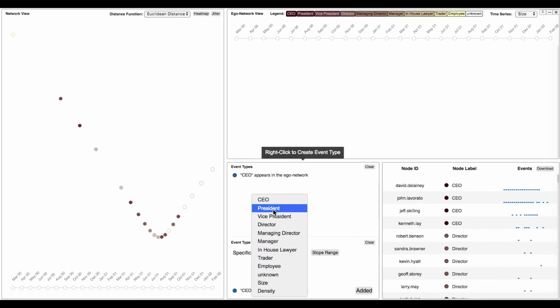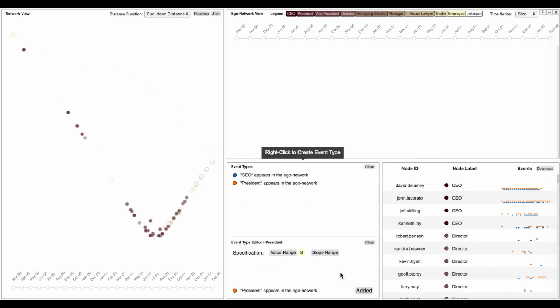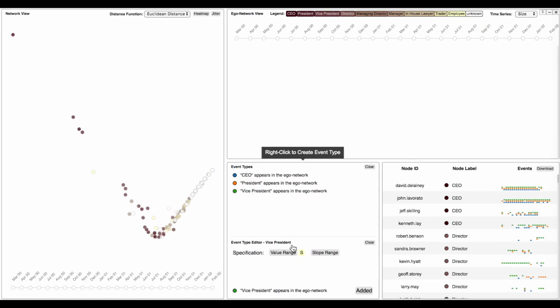As the analyst adds another event type, President appears in the ego network, John Lavorato becomes another outlier. Both Sally Beck and John Lavorato communicate very frequently with CEOs and presidents. After adding Vice President appears in the ego network, Sally Beck moves closer to the other dots. This is because, like other employees, she does not communicate a lot with vice presidents, as indicated by fewer green dots in her event sequence visualization.